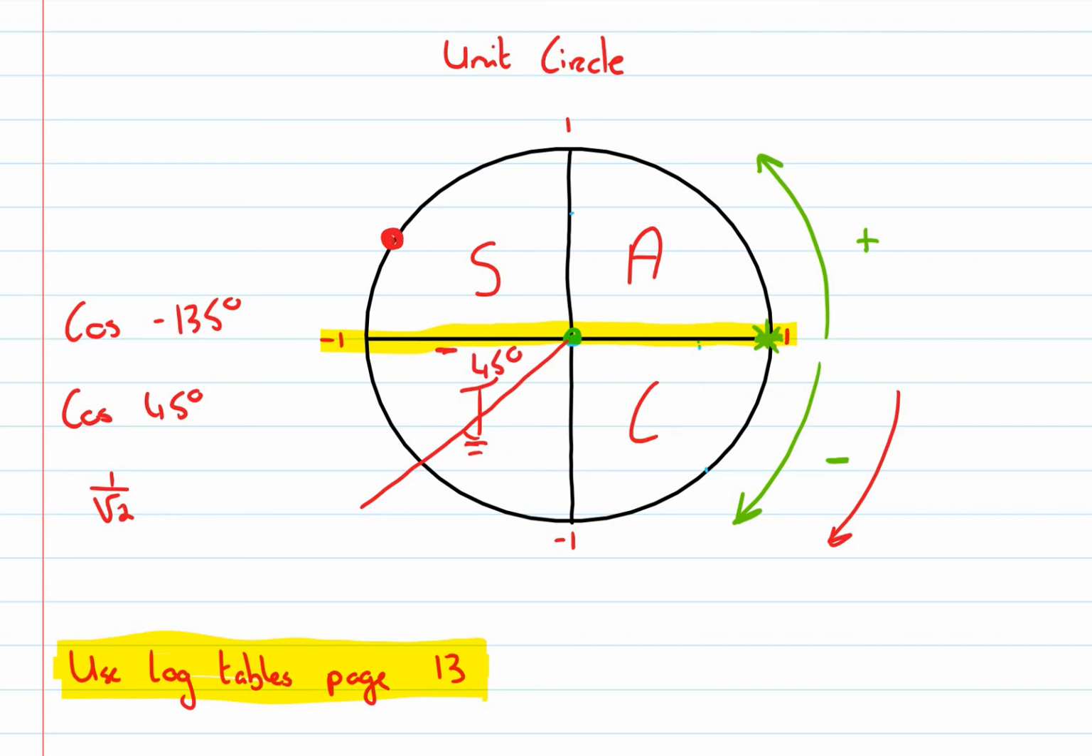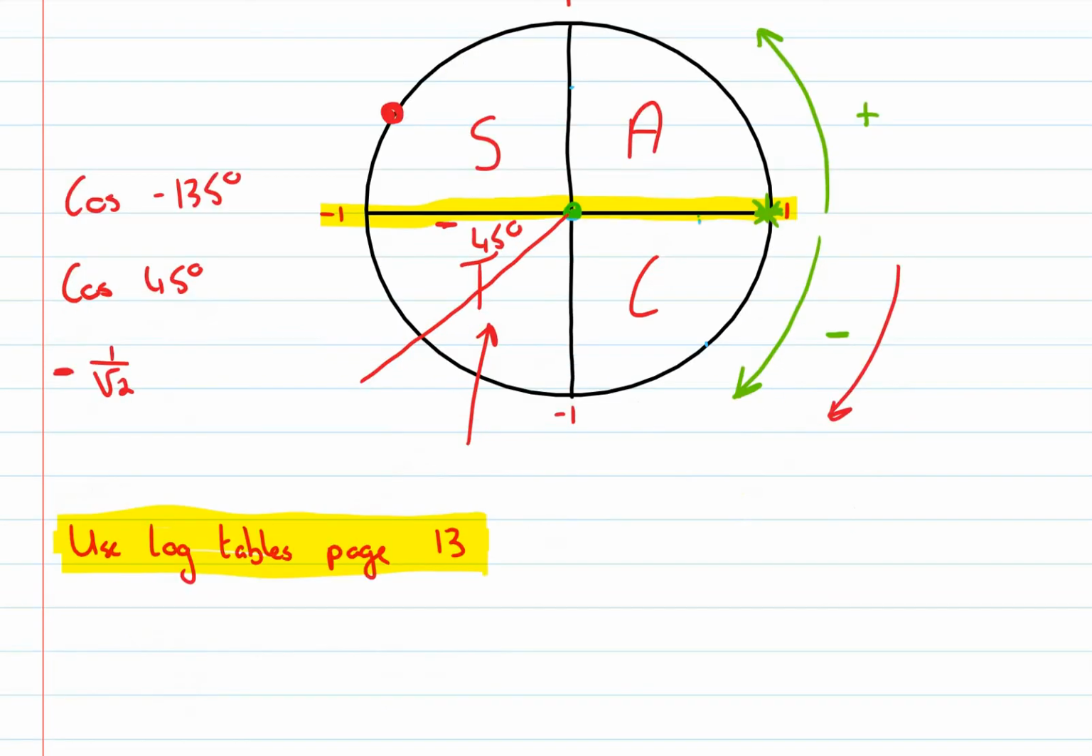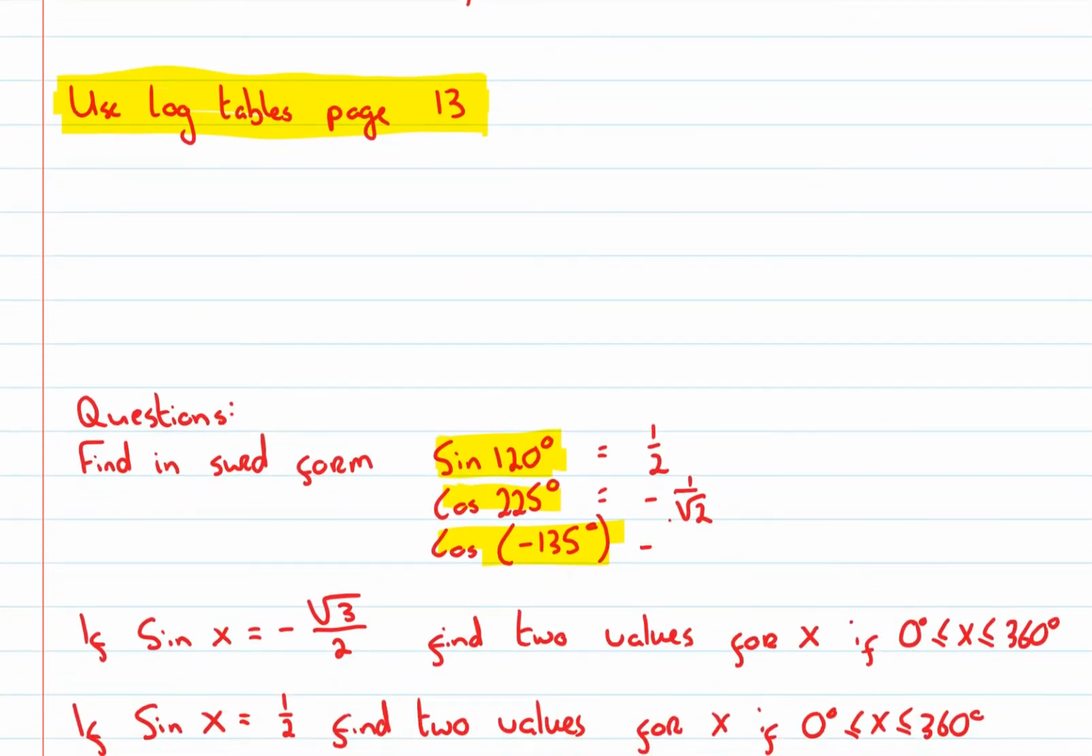And we ask ourselves, is it a positive or a negative answer? Well, in this quadrant, again, tan is the only one that's positive. So this will be a minus 1 over root 2. And here, minus 1 over root 2 again. Okay.